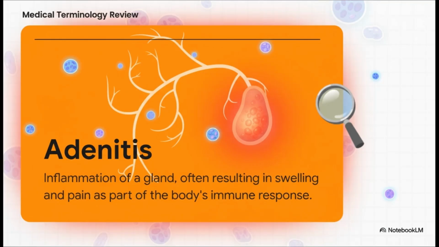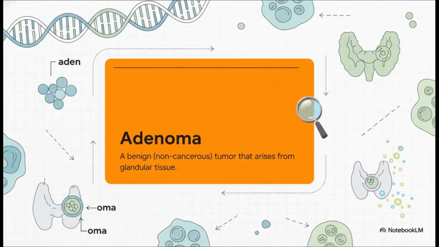First up, we've got adenitis. Let's break it down. You see aden, that's your clue for gland. And itis, you're going to see this suffix all the time. It means inflammation. So put them together, and what do you get? Adenitis is just inflammation of a gland. Simple, right? This could be in your lymph nodes or even your sweat glands, and it's basically your body's immune system sounding the alarm.